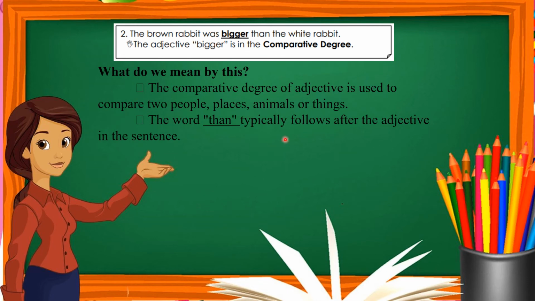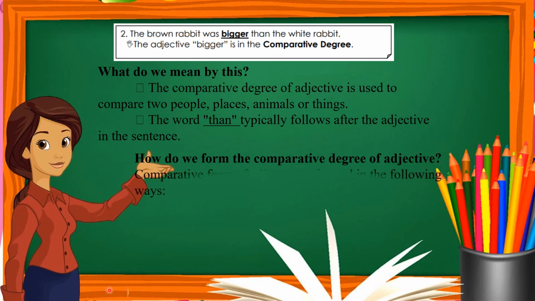The word than typically follows the adjective in the sentence. Like for example, this one. The brown rabbit was bigger than the white rabbit. Okay? Than. So the word than typically follows the adjective in a sentence. Bigger than, smaller than, wiser than. Okay. How do we form the comparative degree of adjective? How can we form the comparative degree of adjective? Okay, look at this one. Eyes in front.